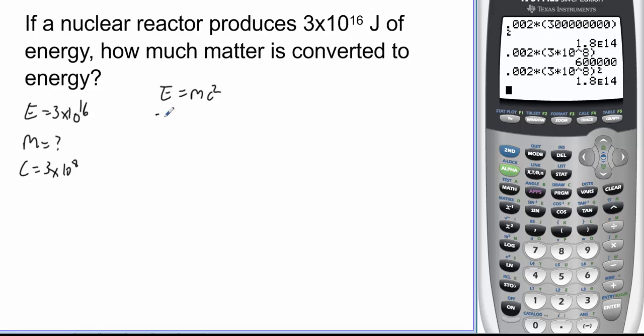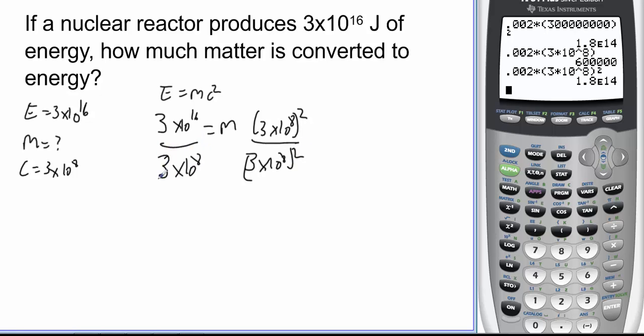So now I'm going to put in what I know: 3 times 10 to the 16th equals m, since I don't know it, times 3 times 10 to the 8th, and this is squared. So now I'm going to go ahead and solve and divide both sides by 3 times 10 to the 8th, squared. And so m equals 3 times 10 to the 16th over, now remember that square squares that 3, so that's 9 times 10, and that 8 gets multiplied by 2, which is 16. And when that happens, the times 10 to the 16 cancels, and I get 3 over 9, or 1/3 of a kilogram.